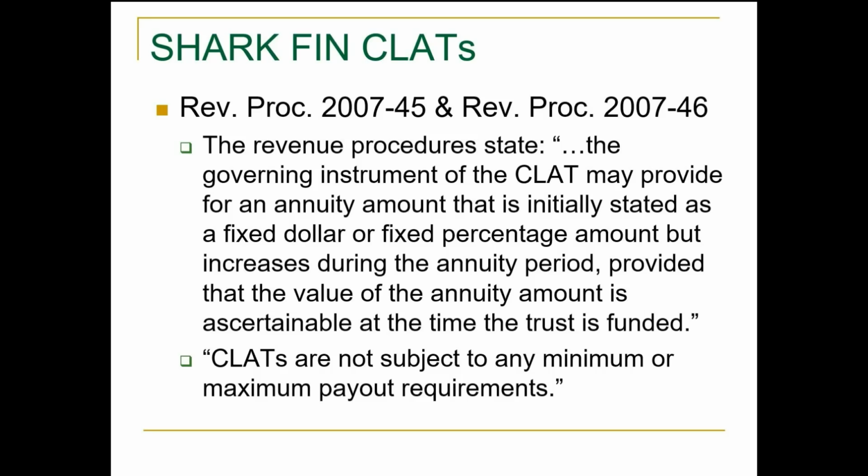So to point out what the legal basis is, we look at Rev. Proc. 2007-45 and Rev. Proc. 2007-46. And specifically, those procedures state that the governing instrument of a CLAT may provide for an annuity amount that's initially stated as a fixed dollar or fixed percentage amount, but increases during the annuity period, provided that the value of the annuity amount is ascertainable at the time the trust is funded. CLATs are not subject to any minimum or maximum payout requirements.